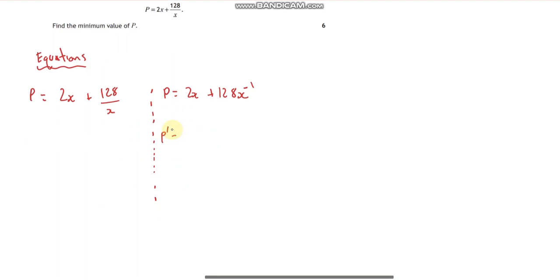Now if I differentiate it, I'm going to get 2, take away 128x to the negative 2. I've multiplied these, take away 1. I'm going to say that p dashed is therefore equal to 2 take away 128 over x squared. And I'm going to double differentiate. So the 2 disappears, and that's going to be 256x to the negative 3. Times them together, we get a positive, and take away 1 for negative 3.